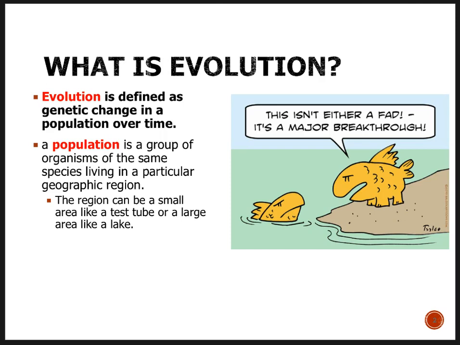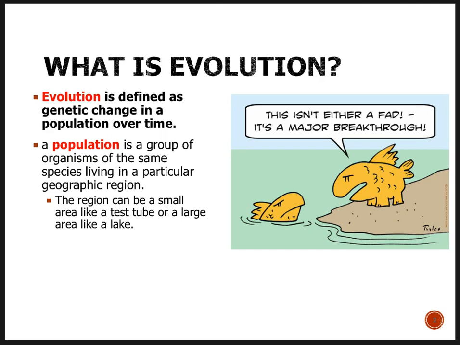So I guess we should start out by talking about what evolution is. And just very simply defined, evolution is a genetic change in a population over time. So it's got some important parts there. It has to be genetic. The trait that we're talking about has to be in the DNA, coded for by the DNA. And we're not talking about how individuals change over time. We're talking about how a population changes over time.